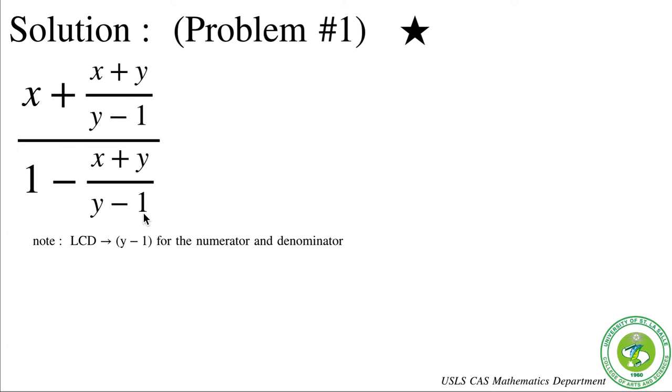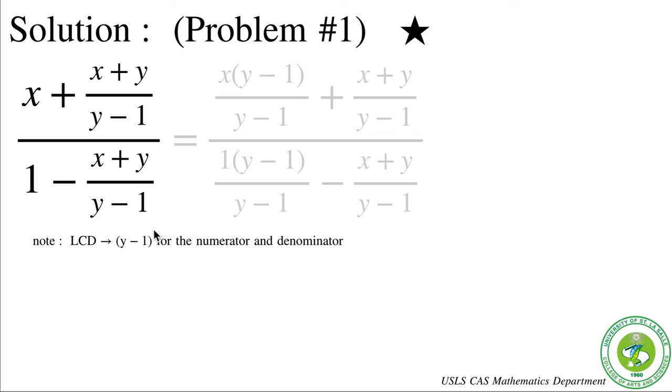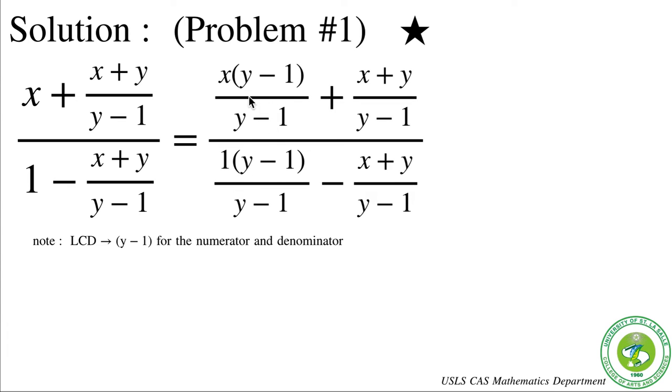So we will be giving this LCD, this y minus 1, here in the numerator, specifically in this x term, and in the denominator in this 1 term. So we will put a y minus 1 over y minus 1. It will be looking like this. So look at this x here compared to this next step. We just put y minus 1 over y minus 1. Also here in the 1, we put the y minus 1 over y minus 1.